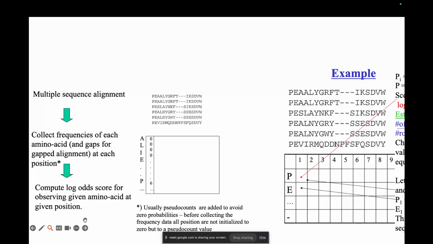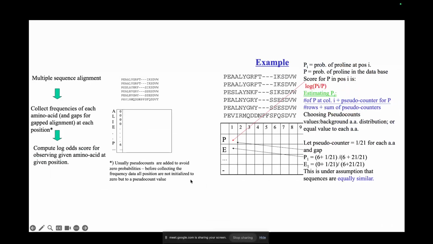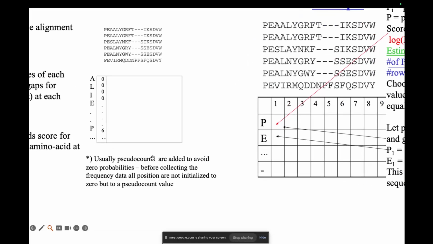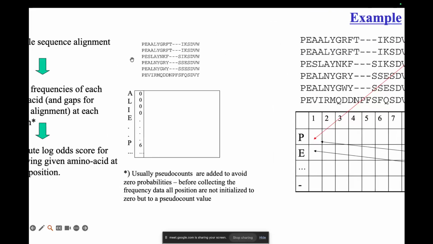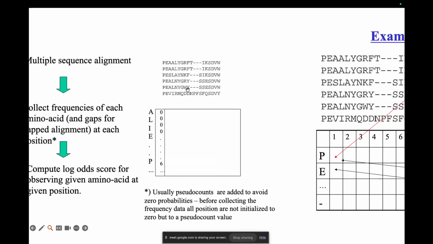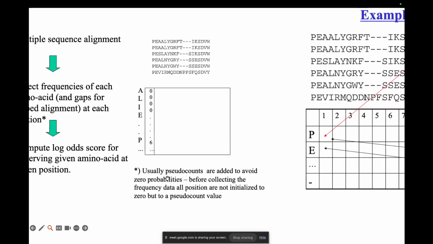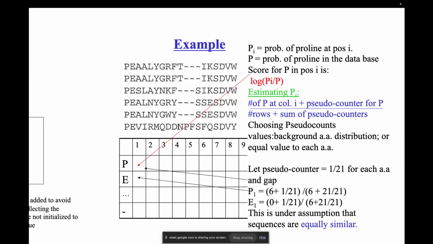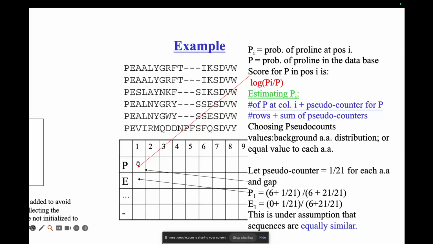So, I'll describe the example. This is how the multiple sequence alignment will look, and after that you create the PSSM, and you add a little bit of pseudo counts to avoid zero probabilities. Now, how would you calculate the probabilities?